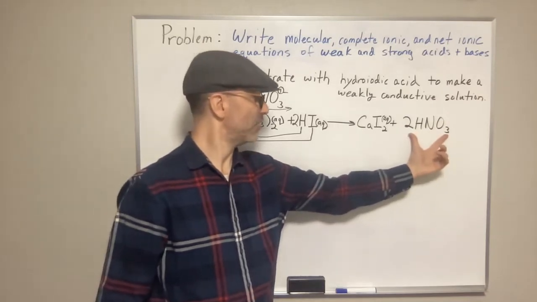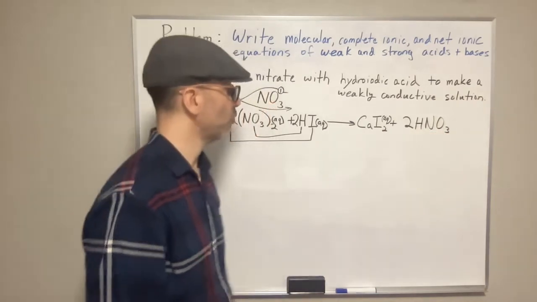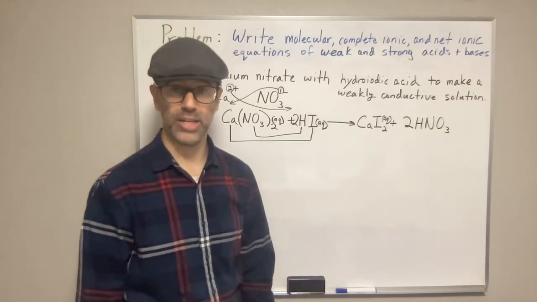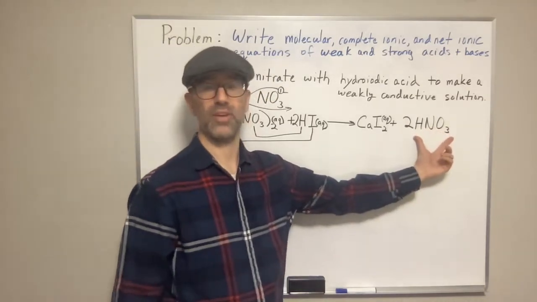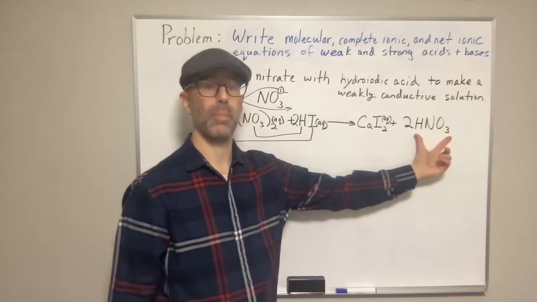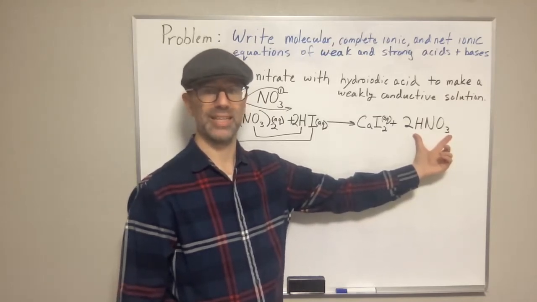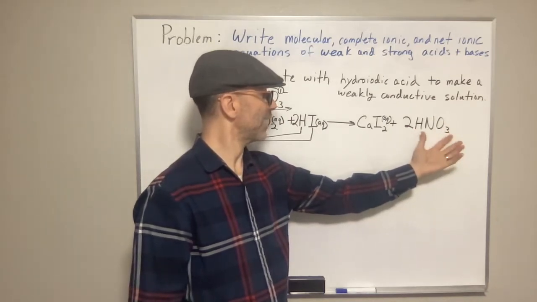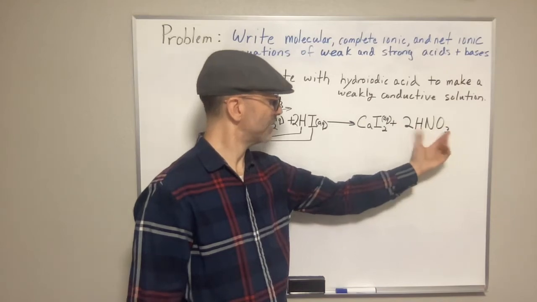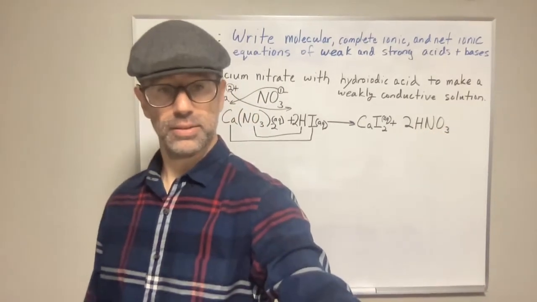So the weak acid here, that's going to be important to keep in mind when we do our ionic equations. So when we have a weak acid here, that means that this is not going to come apart very easily. Most of this is going to be together in this form. So let's get into this.